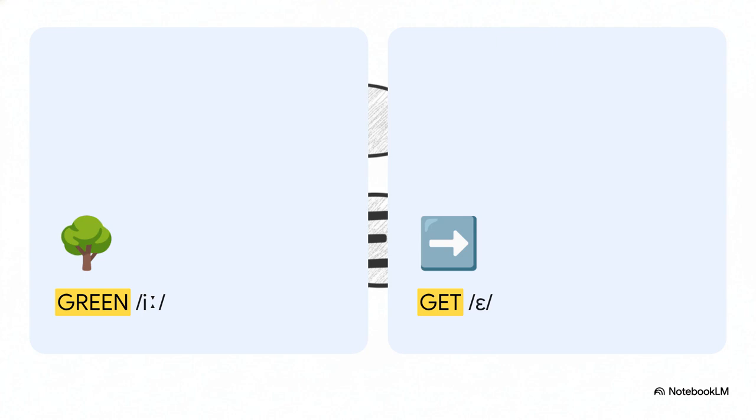So just take a look at these 2 words, green and get. Same letter, right? But the sound, totally different. One is a long E, and the other is a short, sharp eh. I mean, this is the kind of thing that trips up pretty much everyone. But here's the good news. There are actually secret rules, little hacks, that tell you which sound to use. And today, we're going to learn them all.